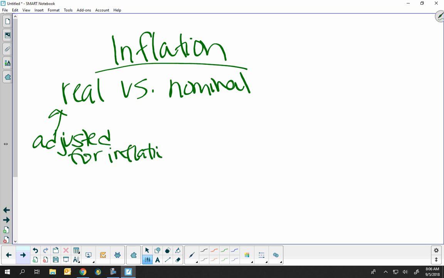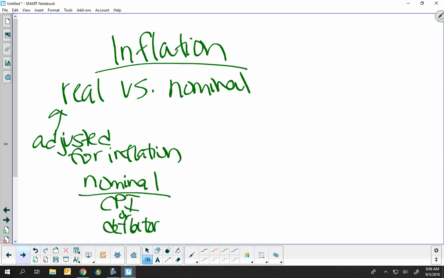So the nominal. How do you adjust it? How do you get it to real? You take nominal divided by either the CPI or inflator. They're basically the exact same thing. Times that by 100, and now you've adjusted it for inflation. Look at that. This is the adjusting. How do you do it? You take the one that's not adjusted, you take the inflation out of it, and you get real. Adjusted.